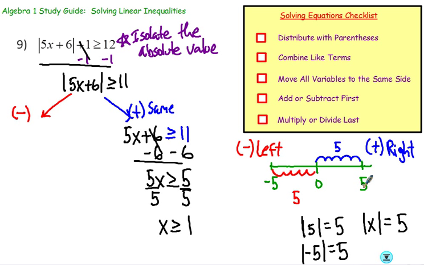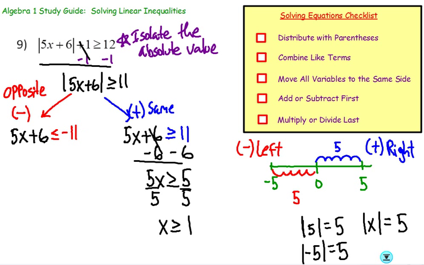Now, for the other side I'm going to do the same thing. I'm going to copy it, 5x plus 6. But the only thing I'm going to do differently here is that I'm going to take the opposite of the positive 11, but I'm also going to switch. So actually, I do two things here. That greater than or equal to would turn into a less than or equal to, and that positive 11 would turn into a negative 11.